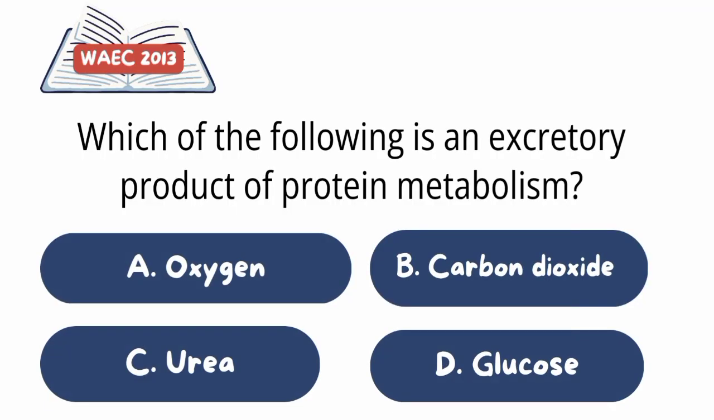In WAEC 2013, which of the following is an excretory product of protein metabolism? A. Oxygen, B. Carbon dioxide, C. Urea, and D. Glucose. Think and pick your answer.